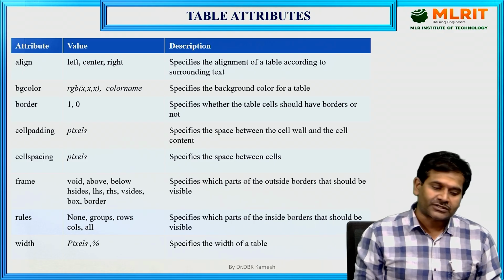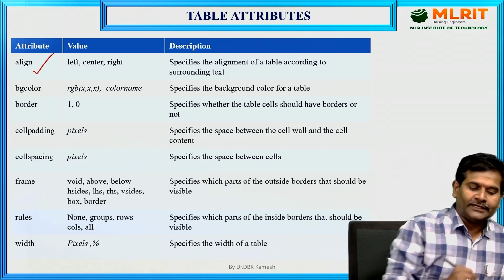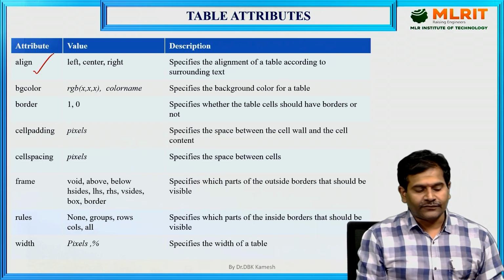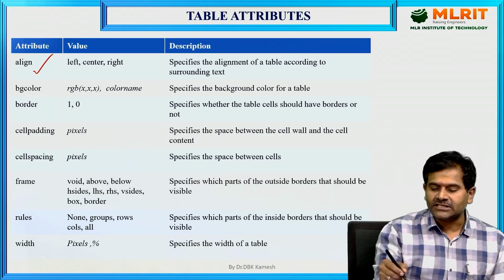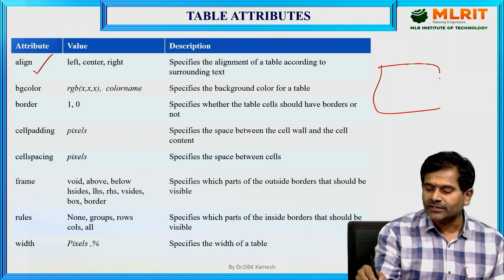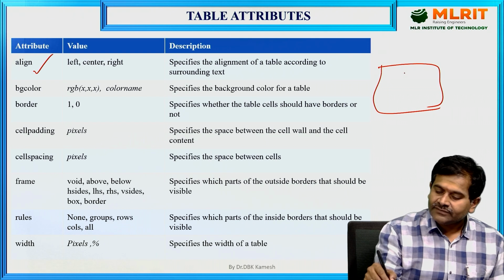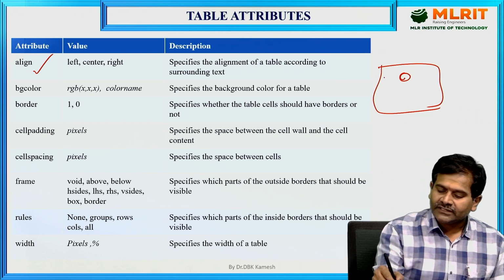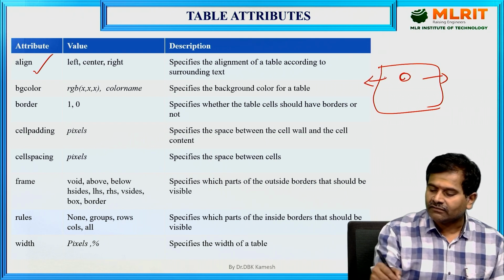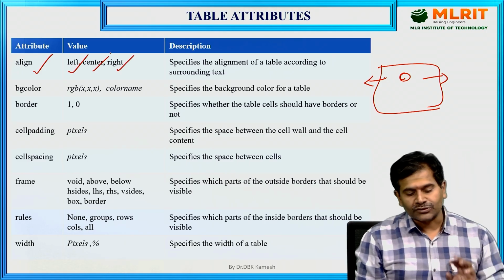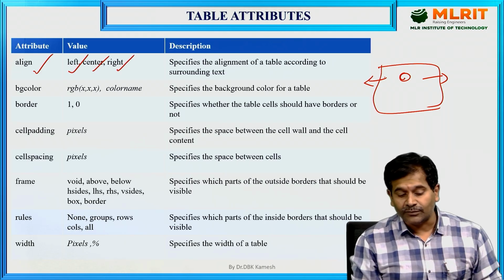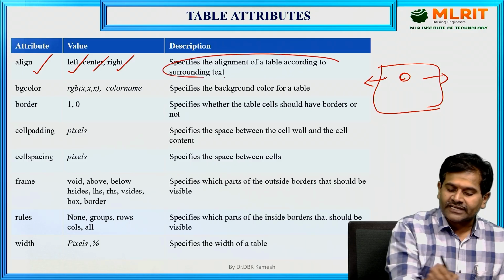The first attribute is align. What kind of alignments? Left alignment, right alignment and center. For example, if your data is in the center, this is the left corner, this is the right corner. That is left, right and center, which specifies the alignment of a table relative to the surrounding text.